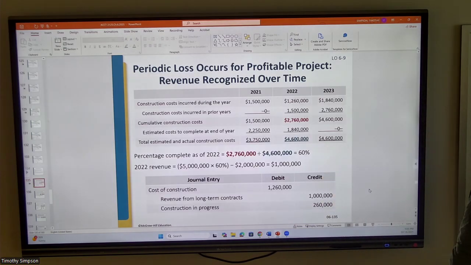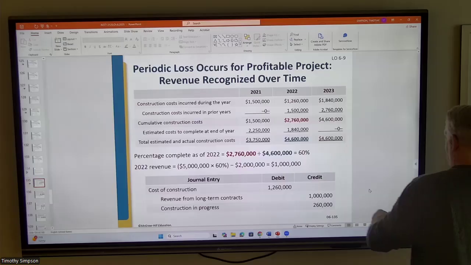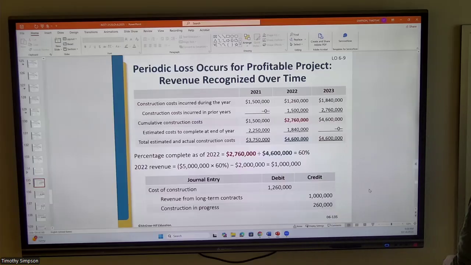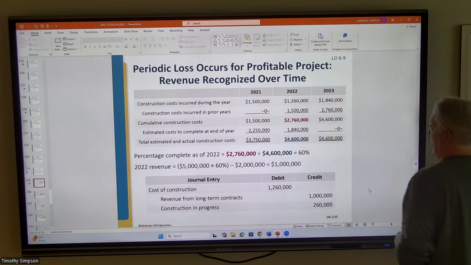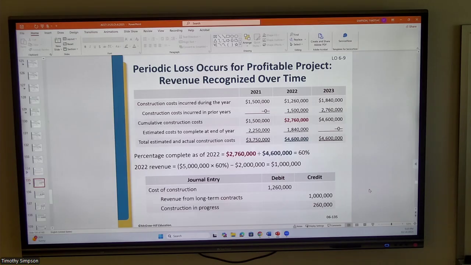So as a result, the revenue is going to be still $1 million. Remember, we had 40% earned in the first year, but now things have changed in year 2. So as a result, $1 million now brings us to $3 million of the $5 million contract. So we're only recognizing $1 million of revenue, but guess what? We've got costs that have exceeded that. And so in 2022, we have a change in estimate.